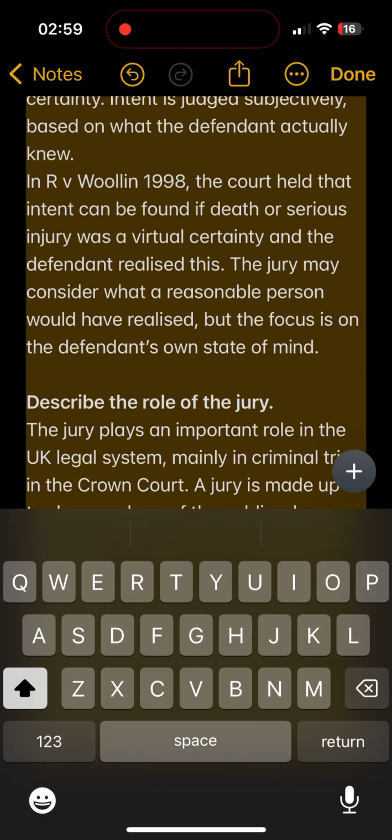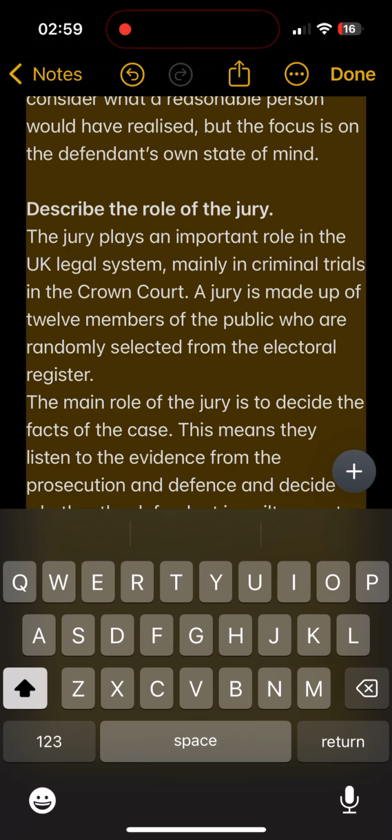In R v Woollin in 1998, the court held that intent can be found if death or serious injury was a virtual certainty and the defendant realized this. The jury may consider what a reasonable person would have realized, but the focus is on the defendant's own state of mind.